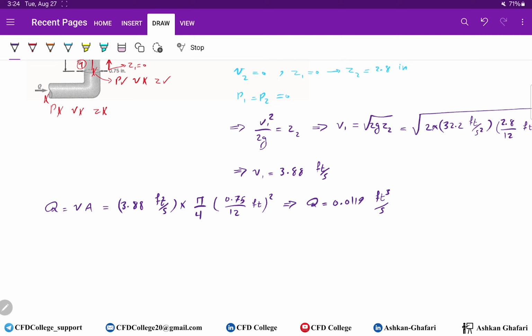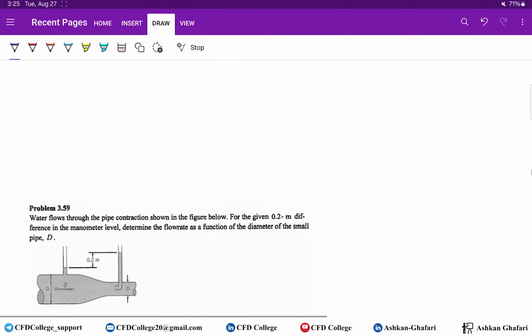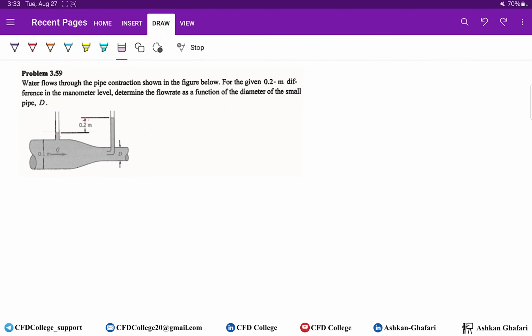So see, these problems are not difficult. The Bernoulli equation is really simple. Let's go to the next problem. Third problem, number 59 of chapter 3.